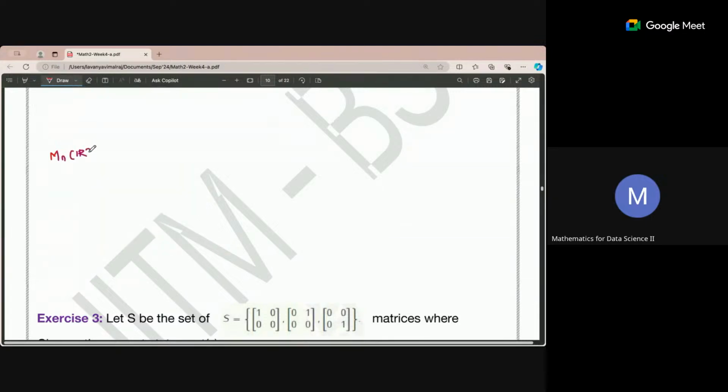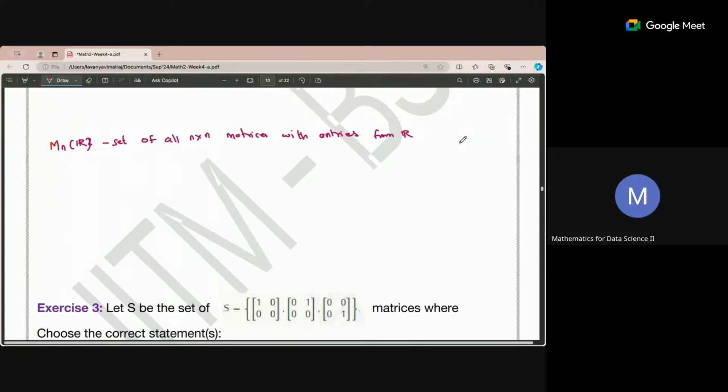Okay, fine. So Mn of R, what is Mn of R? Mn of R is the set of all n by n matrices with entries from R. Okay, all n by n matrices with entries from R. Now Mn of R will form a vector space with usual matrix addition and scalar multiplication of matrices.